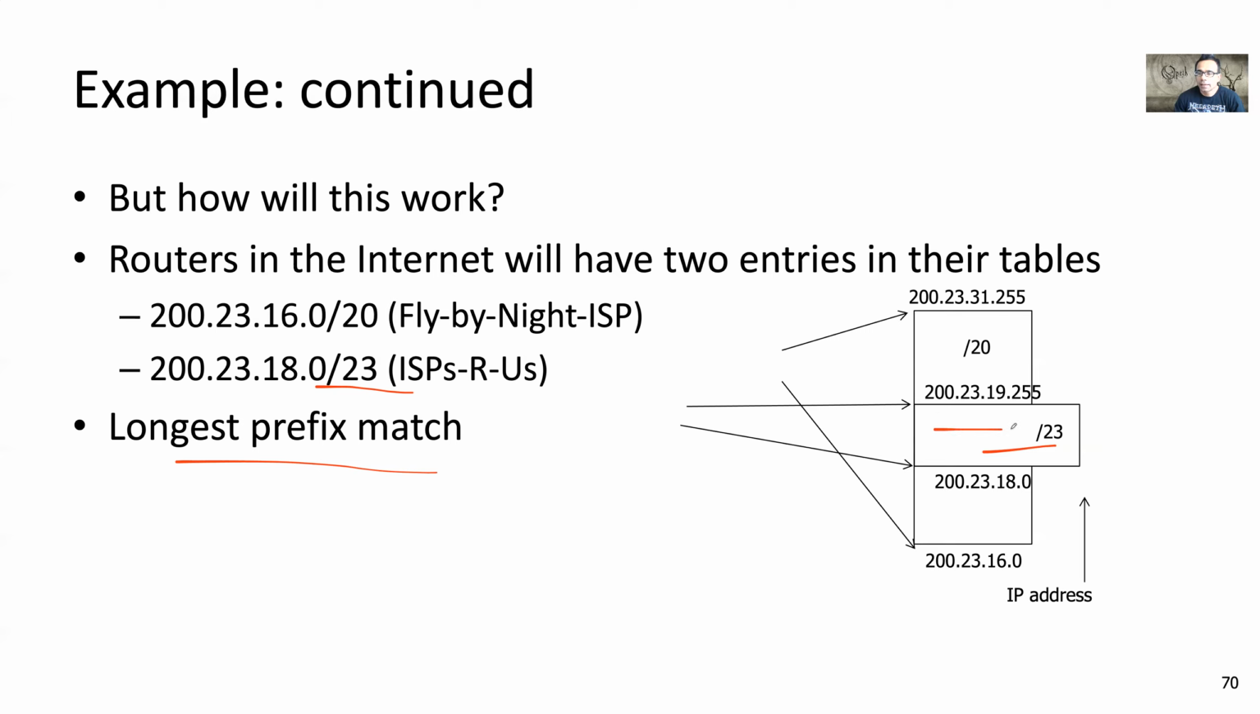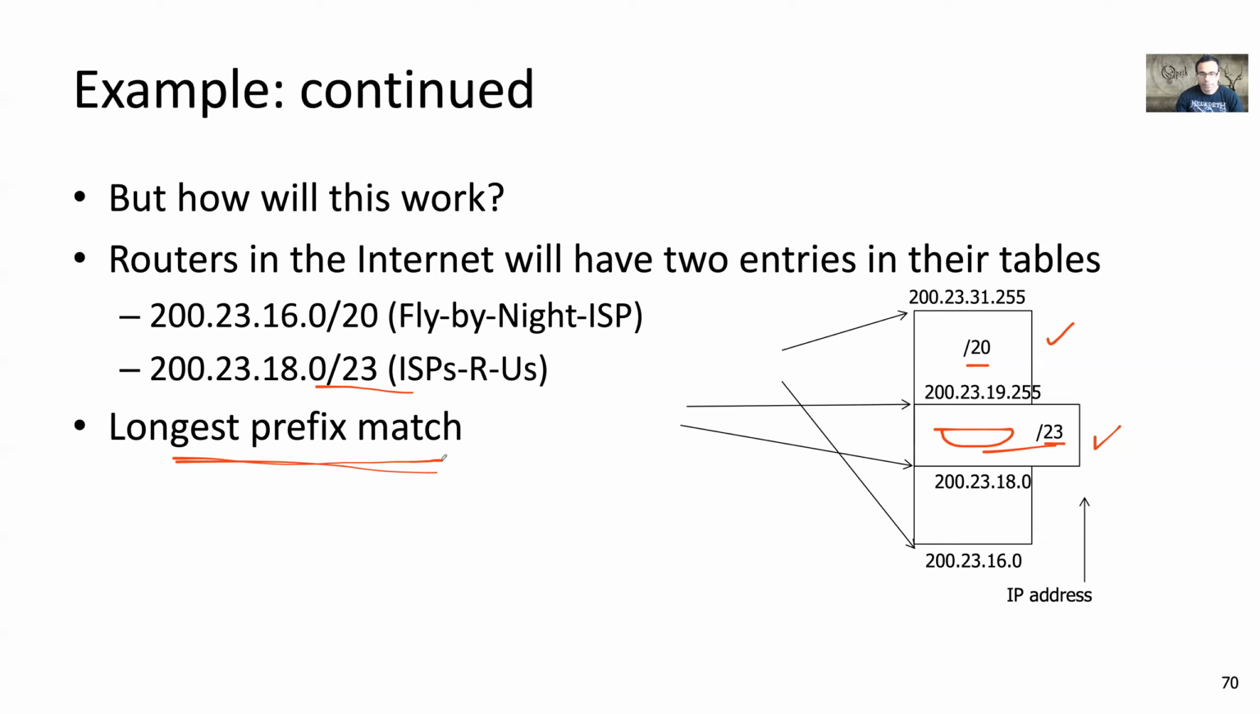So if it gets an IP address that belongs to this block, it's actually going to match the larger /20 block, and it's also going to match the /23 block. So it's actually going to get two matches, right? Because that IP address clearly matches the original larger block, but it also matches this more specific block. However, this match is longer in that 23 bits will match, whereas here only 20 bits will match.